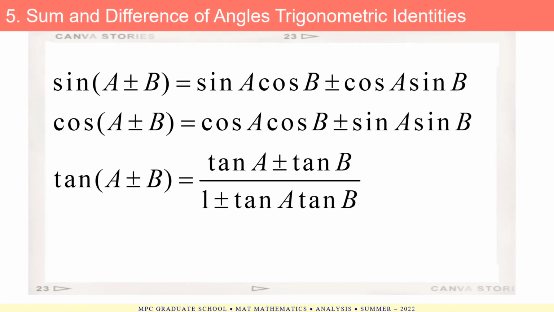We also have sum and difference of angles trigonometric identities. We have sine of A plus minus B is equal to sine of A cosine of B plus minus cosine of A sine of B. And cosine of A plus minus B is cosine of A cosine of B minus plus sine of A sine of B. And we have tangent of A plus minus B is equal to tan of A plus minus tan of B all over 1 minus plus tan of A tan of B.